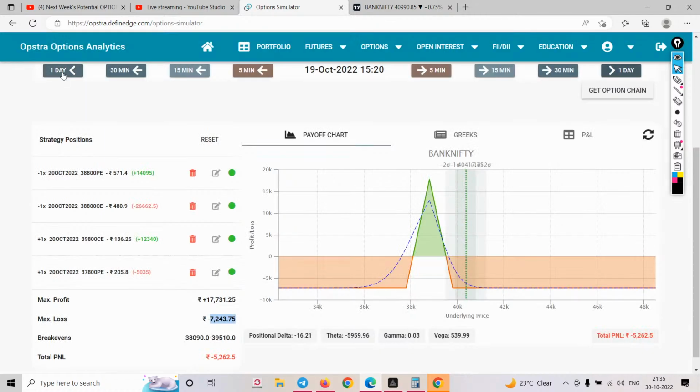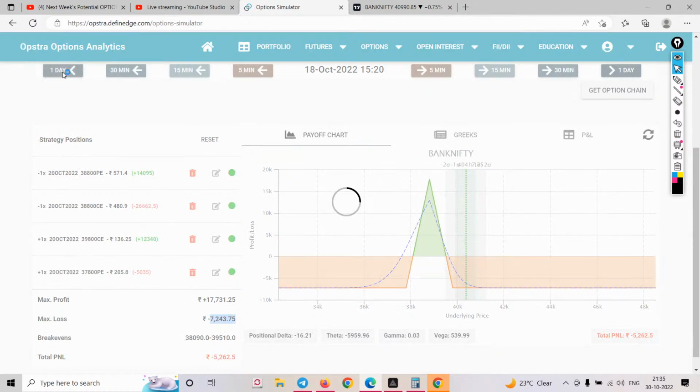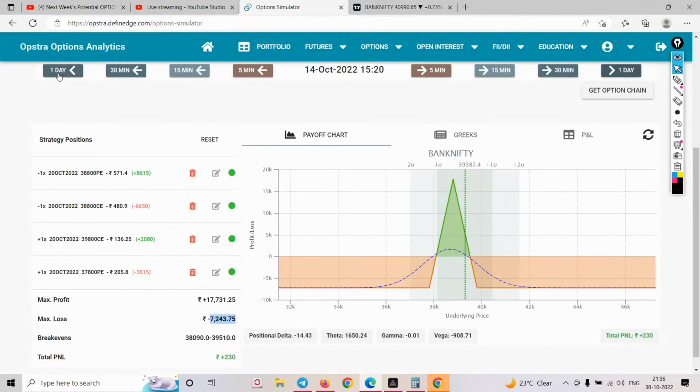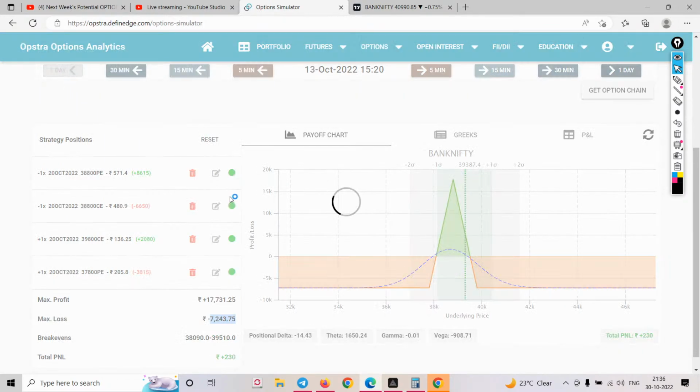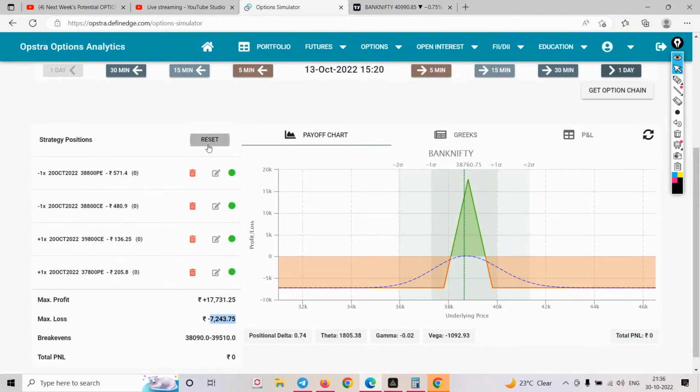Sorry, friends. Opstra is too dead slow, so that's the reason it is taking more time. But nevertheless, it is even good at times that it is slow, so that all the new folks who have joined for the first time will be able to understand. Now I'll show the butterfly. Simple. I'll reset this.